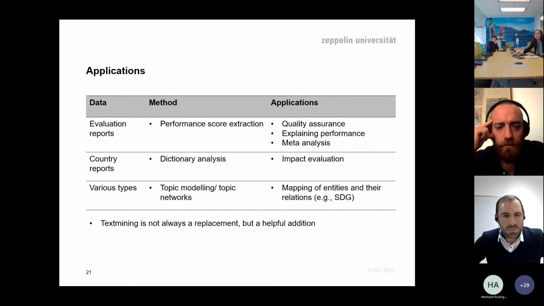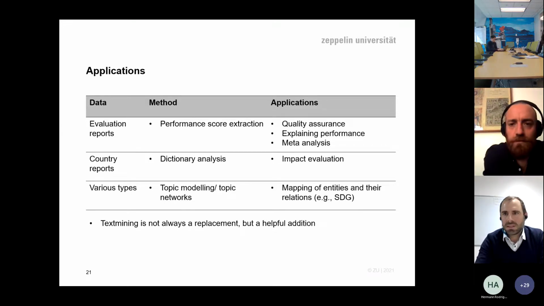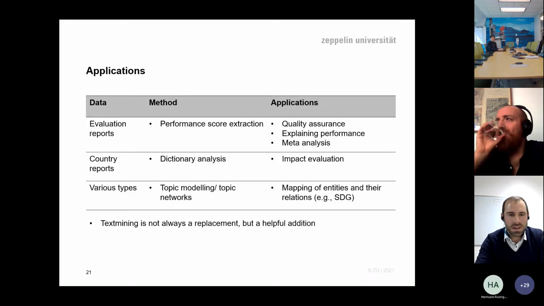I'm going to draw the same conclusion that Paul, I think, also had at the end. I don't think that text mining is a replacement. There will be very little of the work in evaluation that can be replaced on the basis of text mining, but it's a really helpful addition and sometimes can make analytical tasks much more efficient. It can also enable new answers on new analytical questions that we weren't able to answer before.